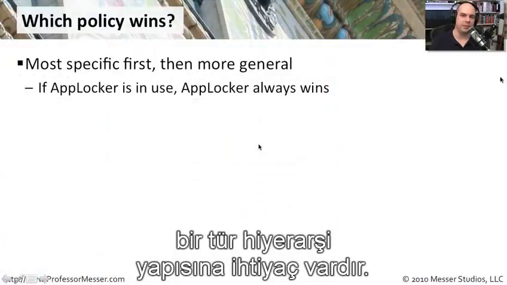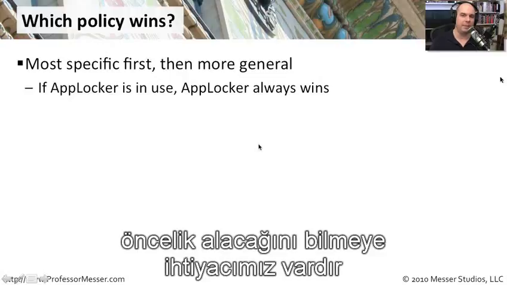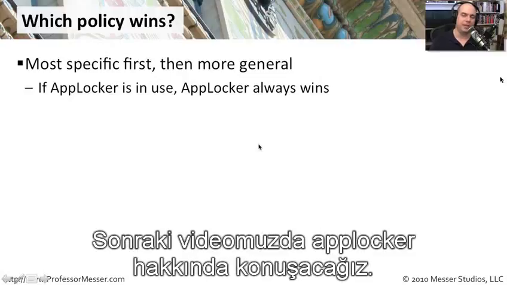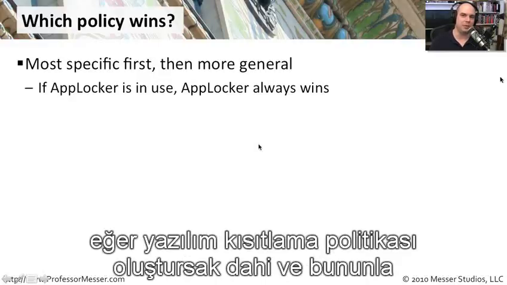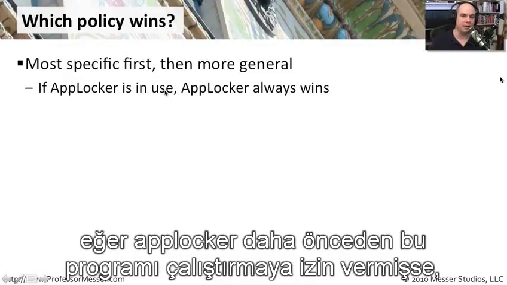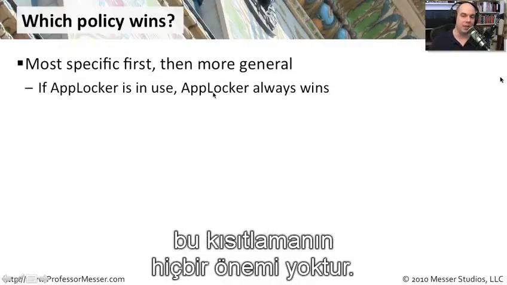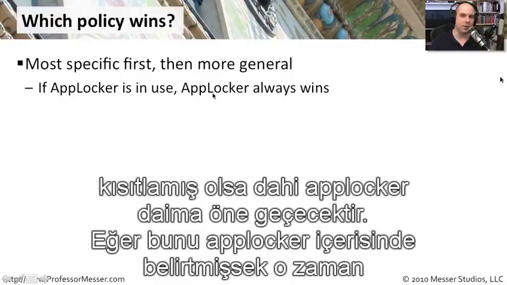When you're applying all of these different kinds of rules to your computer, there needs to be some kind of hierarchy. We need to know which particular rule is going to take priority if there happens to be a conflict. In our next video, we're going to talk about AppLocker. You'll learn more about it, but one thing to keep in mind is that even if we set up these software restriction policies and they deny a program permission to run, it doesn't matter if AppLocker has already been set to allow that program to run. In every case, AppLocker is always going to win. Whether AppLocker says to allow it or disallow it, AppLocker always wins.